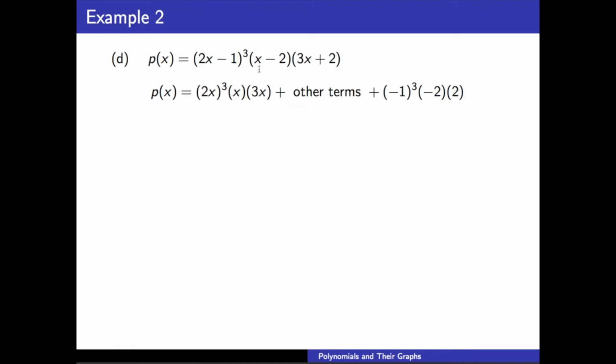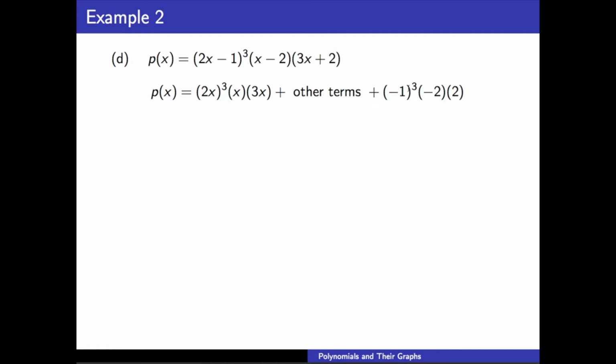And then we have the x in the x minus 2, and then we have the 3x in the 3x plus 2. So we can just focus on those first terms in each of those expressions, and also take into account what power we're raising each of them to. So it's 2x in parentheses that's going to get cubed, not just the x. And then we have some stuff in the middle here, and then looking at the constants, we have -1 is going to get cubed. We're going to multiply that by -2, and also multiply that by +2.